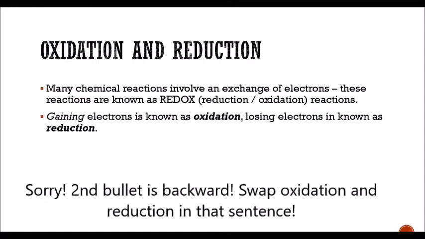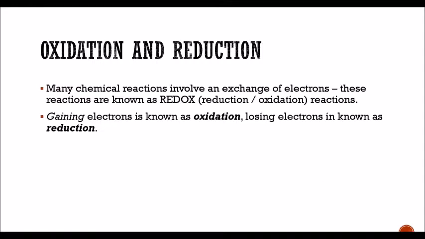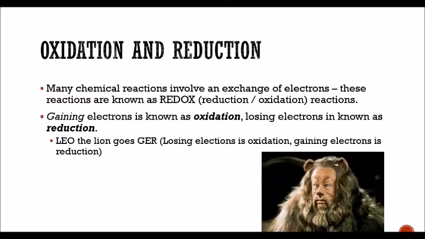And the way this is defined is that something that loses electrons has been oxidized. So losing electrons is known as oxidation. Gaining electrons is known as reduction. I know right away that probably seems strange, that when something gains electrons, it's called reduced. But that's how it goes. And there's a little saying to help remember this. We got our little cowardly lion down there to help us remember. Leo the lion goes grr. That stands for losing electrons is oxidation, gaining electrons is reduction.